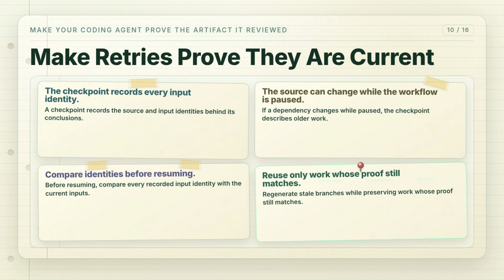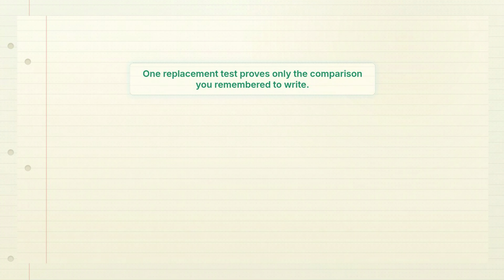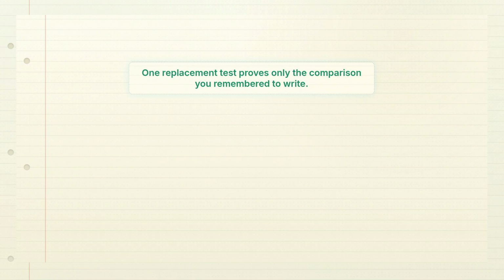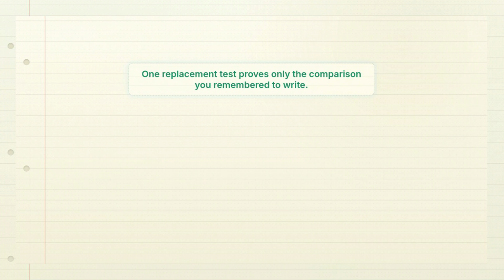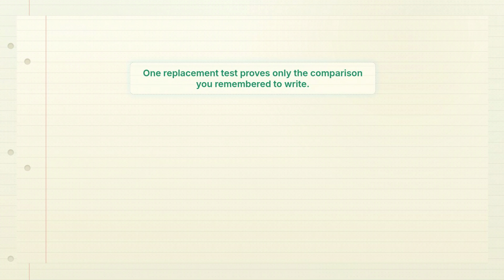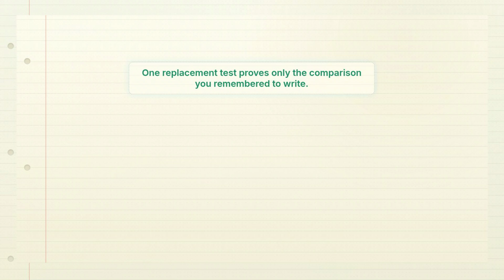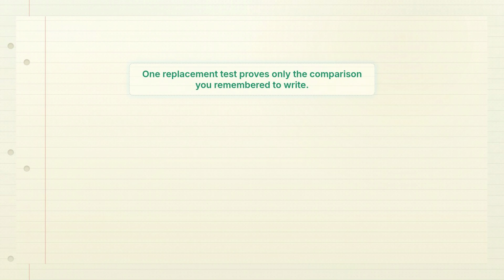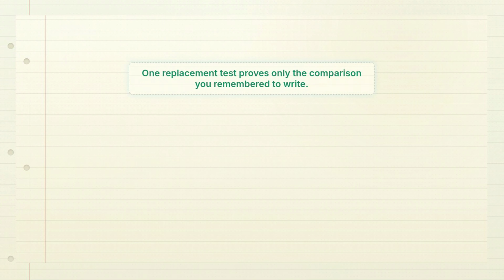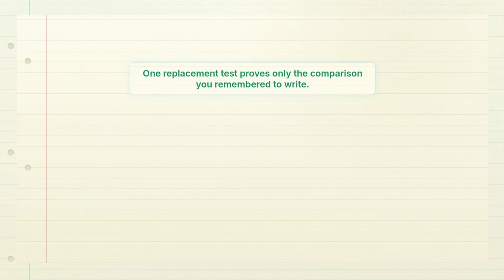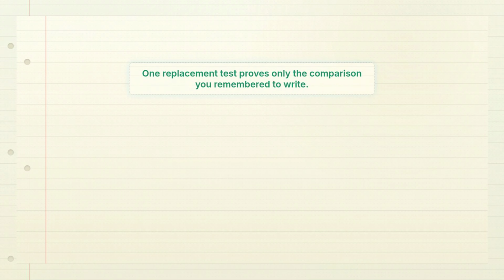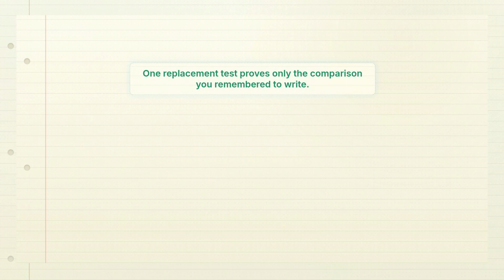Expensive work survives when its proof still matches, without treating chat history as a database. One replacement test proves only the comparison you remembered to write. Give the handoff to an independent reviewer. First, ask them to search for blind spots, which relevant state could change outside the verifier's view. Next, ask them to search for false alarms, which observed changes leave the output untouched. False alarms matter because engineers learn to bypass noisy gates.